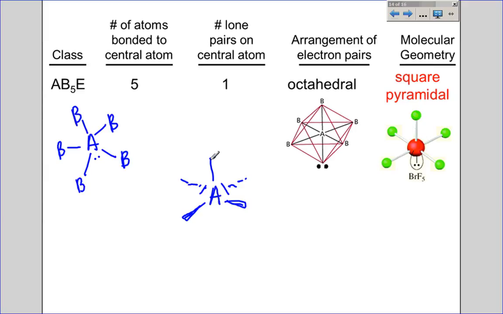I choose to put my lone pair on the bottom so that I can see the square-based pyramid that results. Okay, so this is my square-based pyramid. And it just helps you, again, if you can visualize the shapes, it's much easier to remember their names.